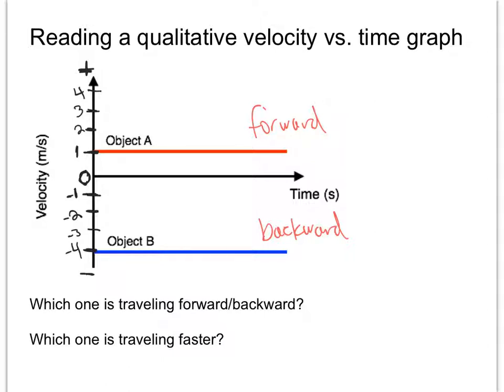So what we have here is a pattern that you can use. It first depends on which half of the graph you're on. If you're on the upper positive side, the further away you get from 0, the faster you're going. Likewise, on the negative side, the further you get away from 0, the faster you are going. You'll notice that object B is further away from 0 than object A is. Therefore, object B is moving faster.